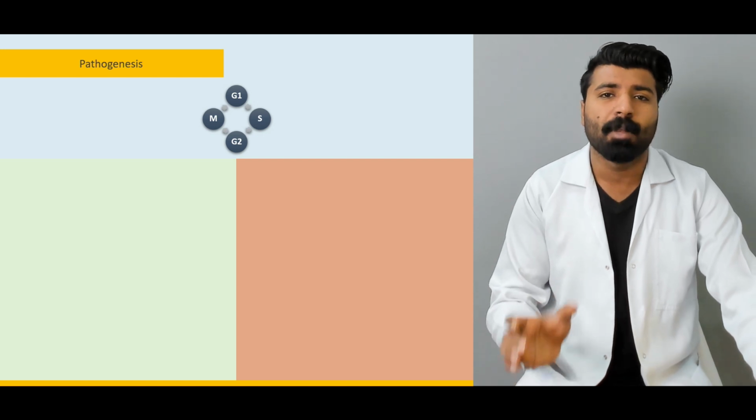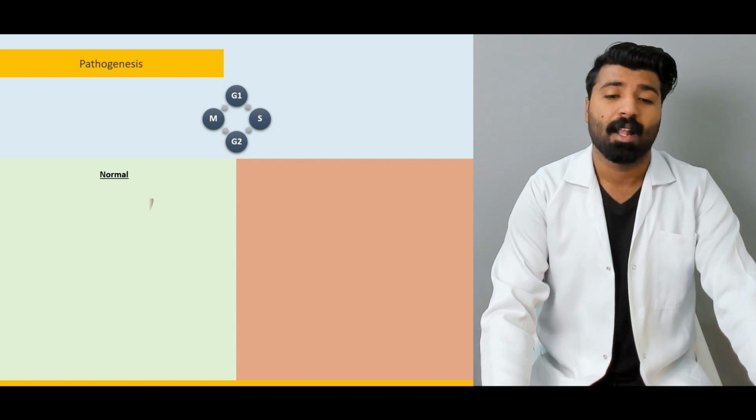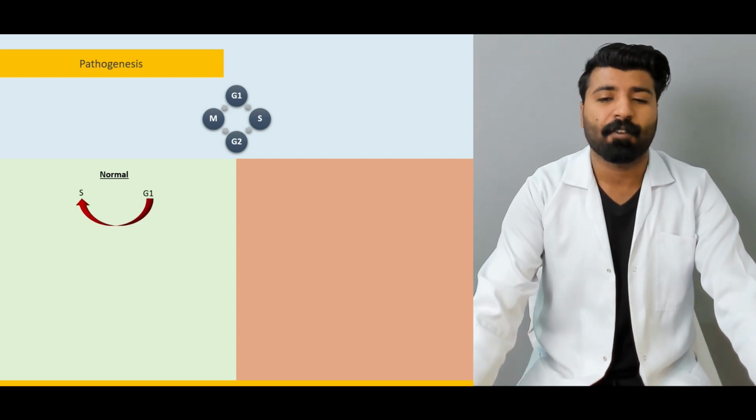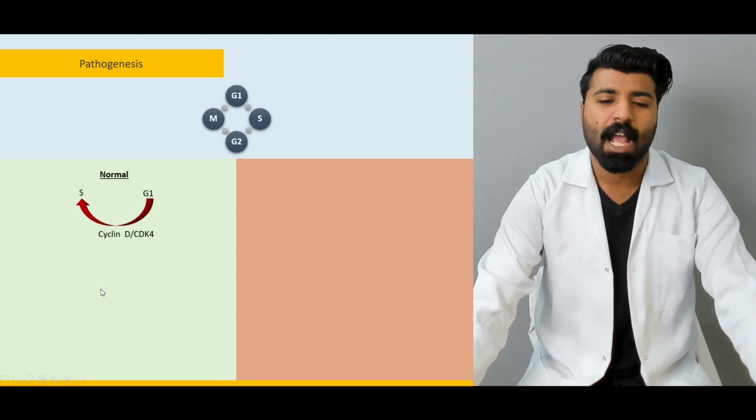That's what happens in a normal cell cycle. Now, what will happen in this cycle? Let's talk about the normal one first. We know that after G1 it goes into S stage with the help of what? With the help of cyclin D and CDK4.